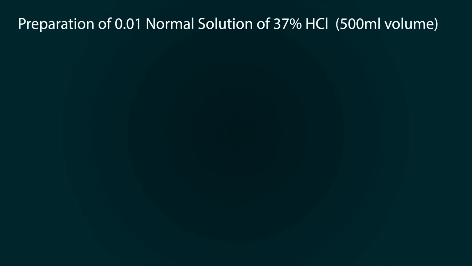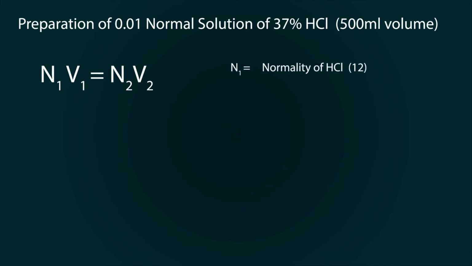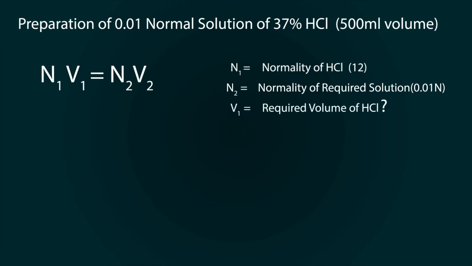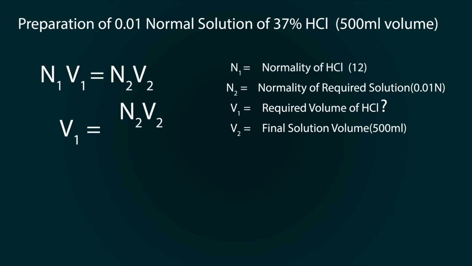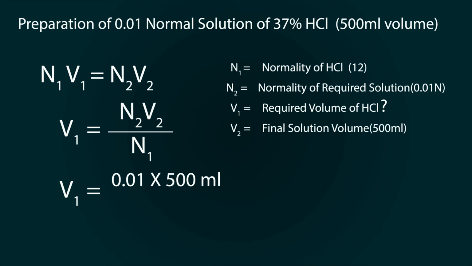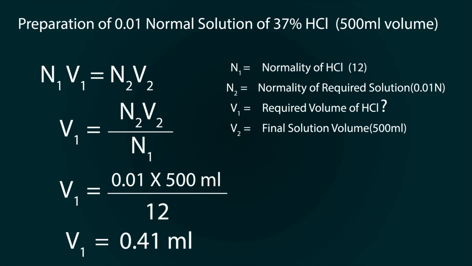Now we have to find out the volume by using the formula N1V1 = N2V2, where N1 is the normality of HCl, which is 12 normal, N2 is the normality of our required solution, which is 0.01 normal. V1 is our required volume from 12 molar HCl, and V2 is our final solution volume, which is 500 milliliters. V1 is equal to N2V2, whole divided by N1. By putting the values as 0.01 multiplied by 500, whole divided by 12, we get a volume of 0.41 milliliters.